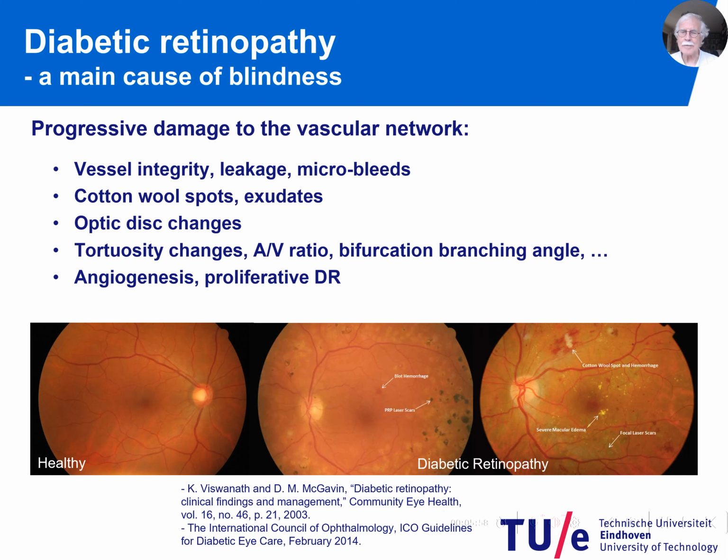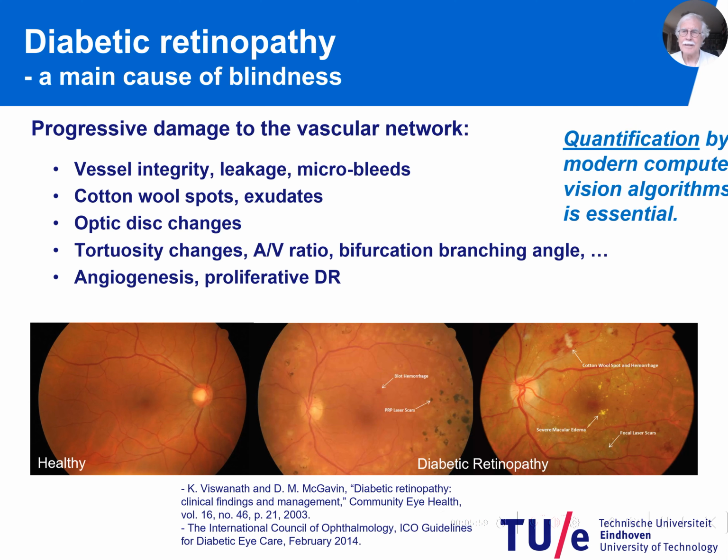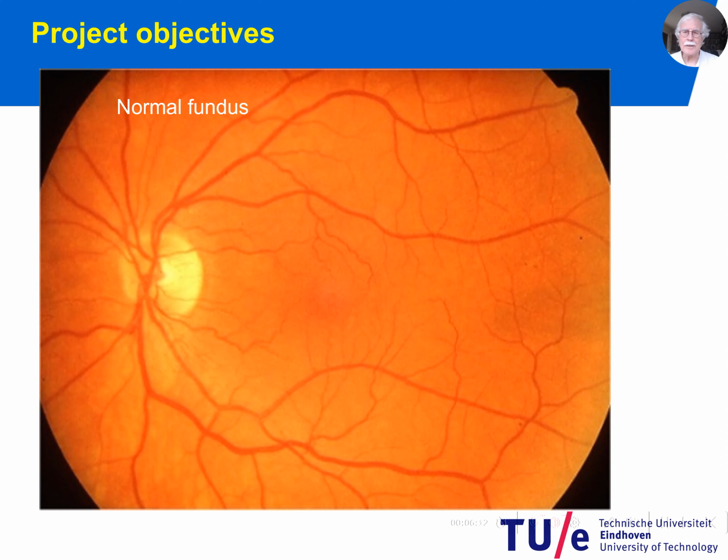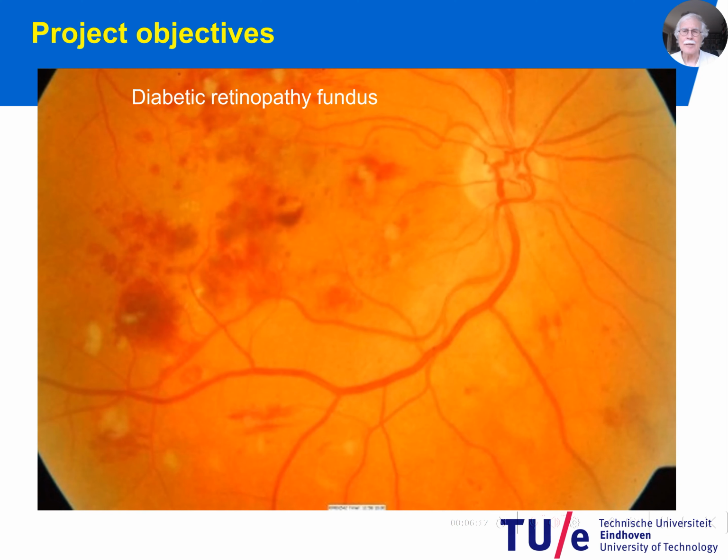We started the program to finally look at all these details in the retina in a quantitative way. So modern computer vision to really understand what happens. And here you see a normal fundus. You clearly see all the vessels, and this is a diabetic retinopathy fundus. But how to quantify all these different features that we see?